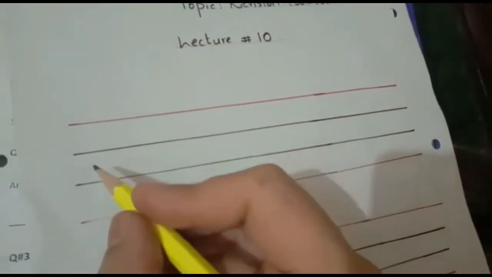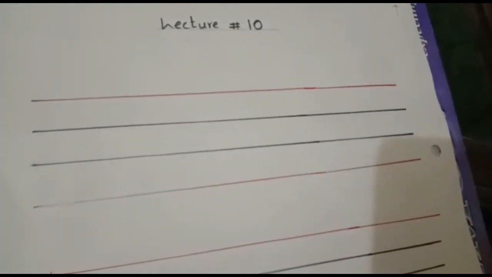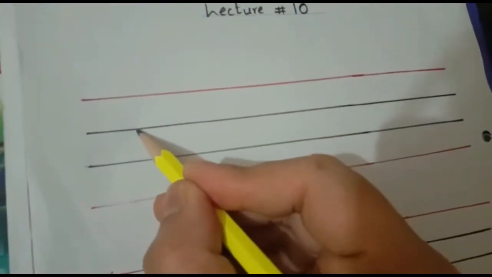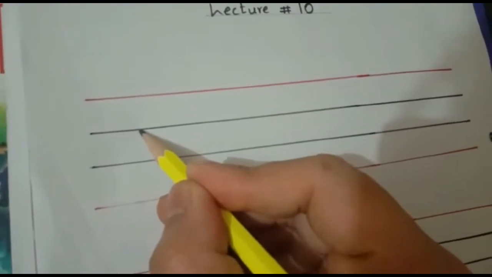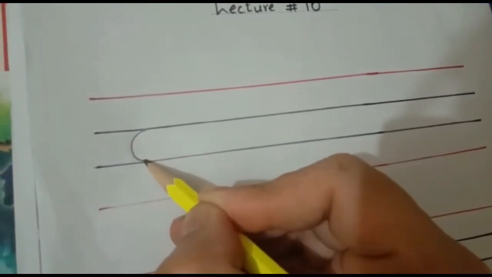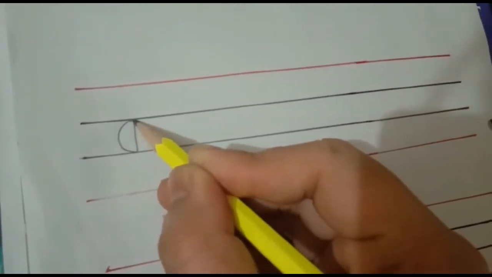So, first of all, I will write the first letter in alphabets. Okay. Now, which is the first letter in alphabets? Yes, letter A. Now for letter A, I will take start from the middle line. First, I will make an anti-clockwise half circle, touch the base line. Now go up, make a straight line.